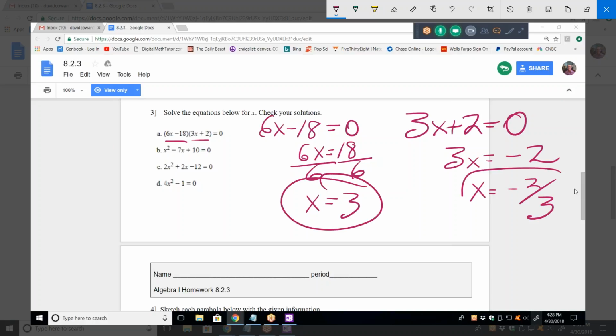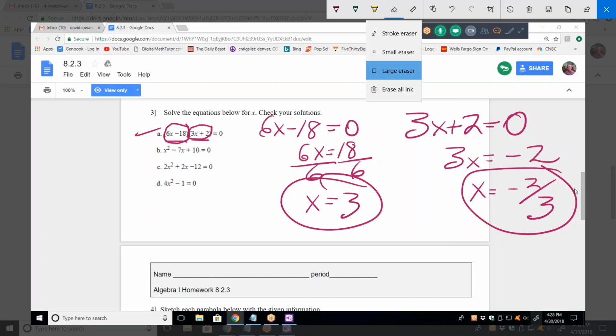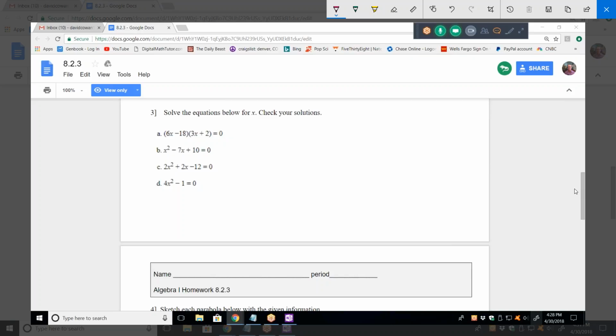And if we plug those in, that will be a true equation with either one. Notice that if we plug in 3, that becomes 0. Well, 0 times anything is 0. And if we plug in minus 2/3, that becomes 0. Again, 0 times anything is 0. So both of those solutions are not only valid, but they're both what we want, all solutions. It says check your solutions. What it means there is plug them in and see if they work.